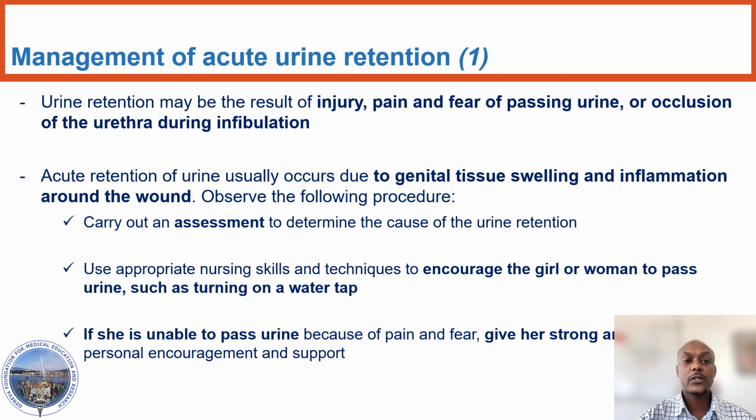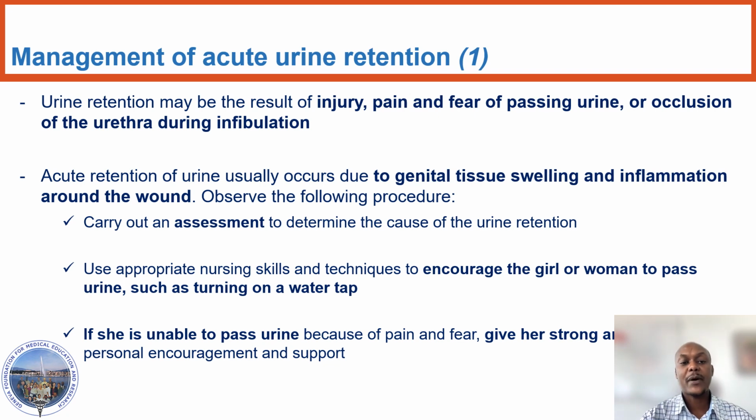This may be a result of injury, pain and fear of passing urine, or occlusion of the urethra as a result of infibulation. Acute urinary retention usually occurs due to genital tissue swelling and inflammation around the wound. First, you carry out an assessment to determine the cause of the urine retention, and if you suspect that the woman is unable to pass urine as a result of pain and fear, you should use appropriate nursing skills and techniques to encourage them, such as turning on a water tap and letting it run.